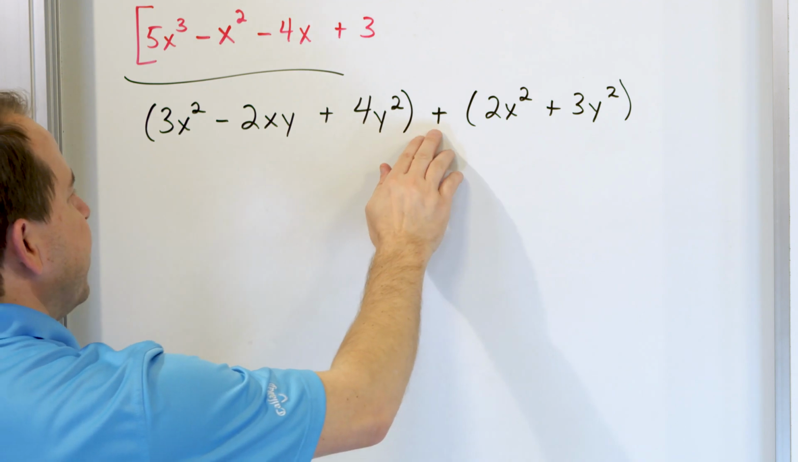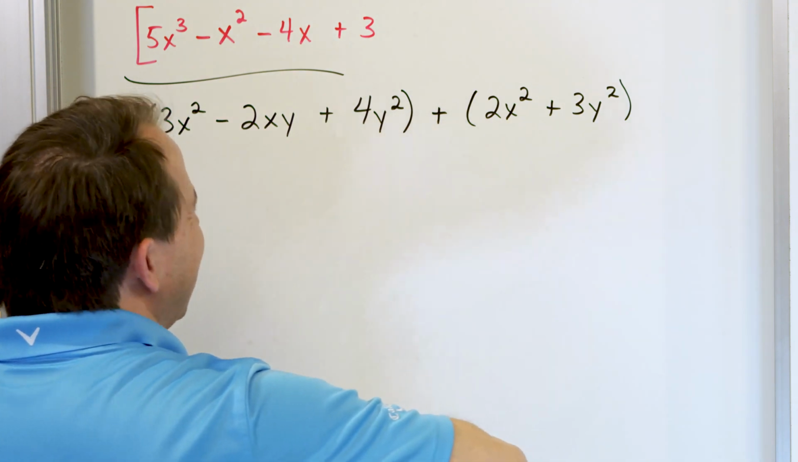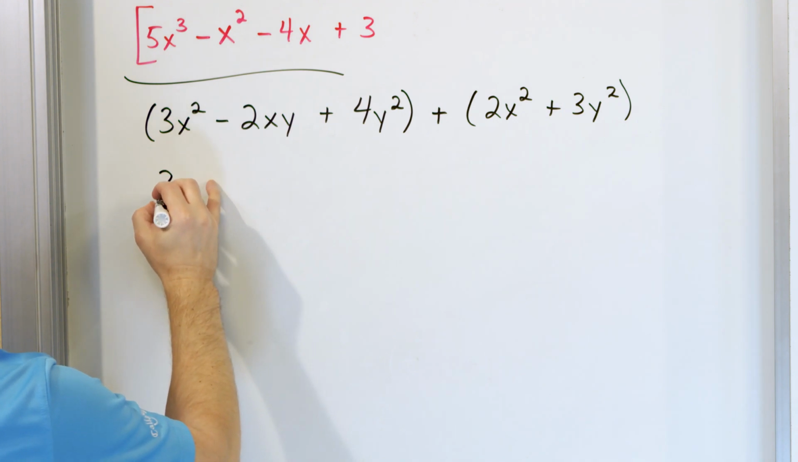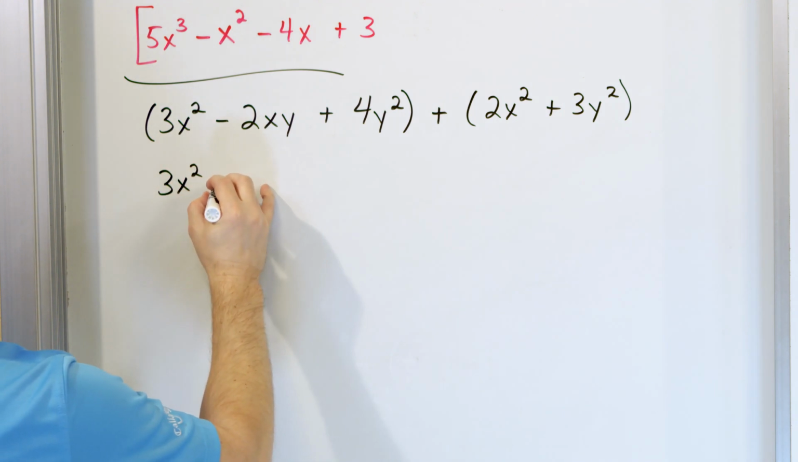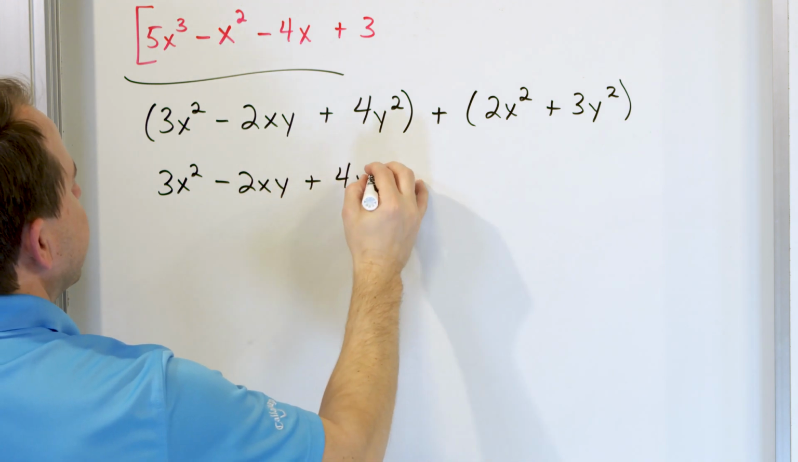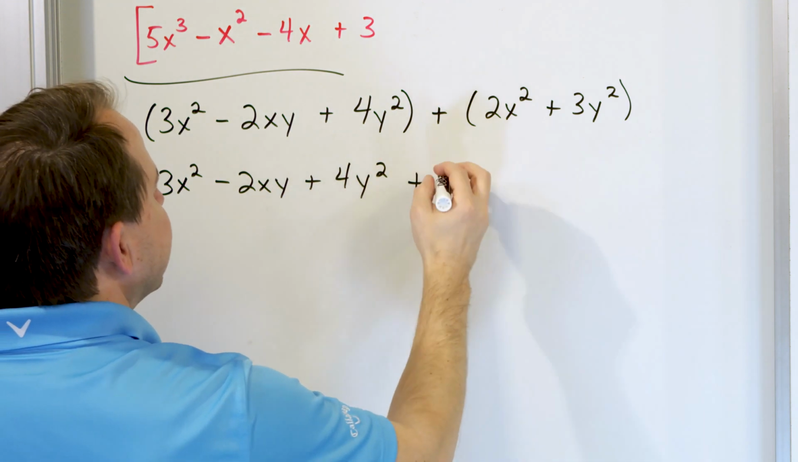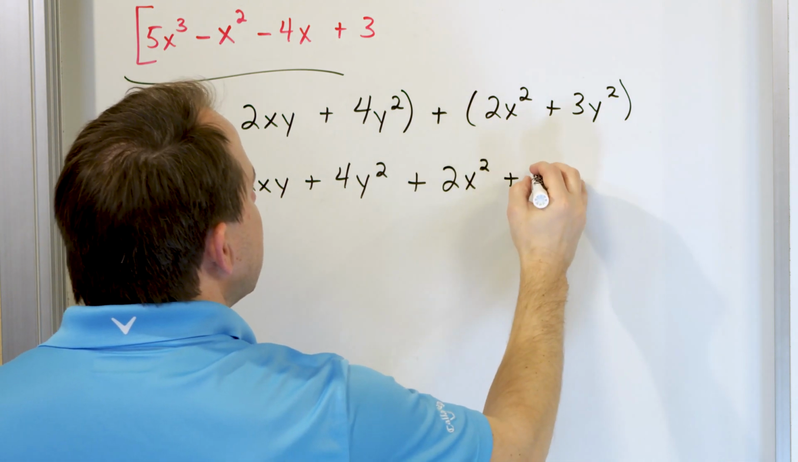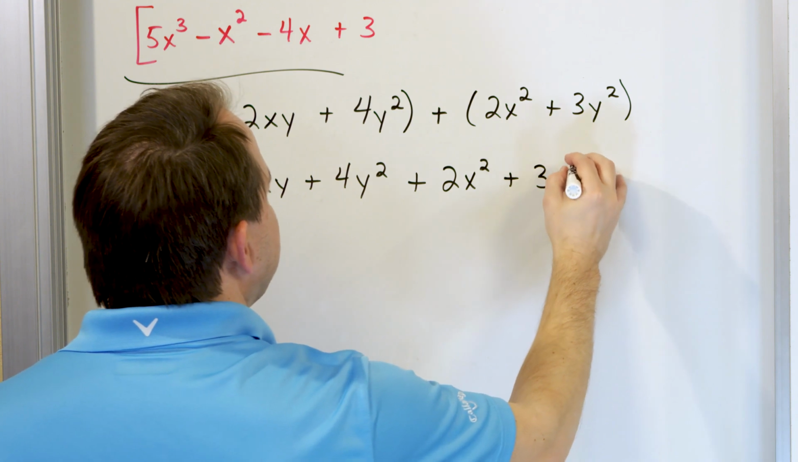Since we have a positive here, it's really going to be a positive 1 distributed in, which means basically no change, so we can just rewrite the problem over without the parentheses at all. 3x squared minus 2xy plus 4y squared plus, now it's positive 1 going in here, so we have 2x squared, positive 1 going in here, multiplied, which gives you 3y squared.